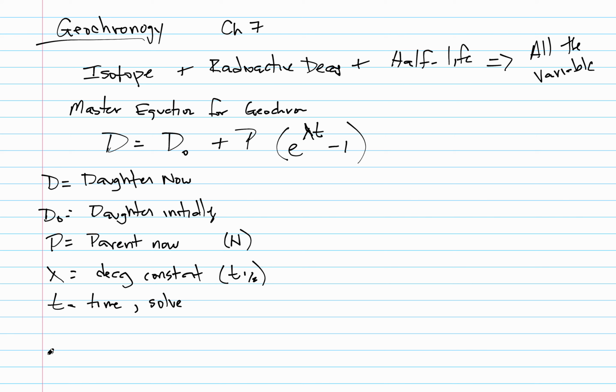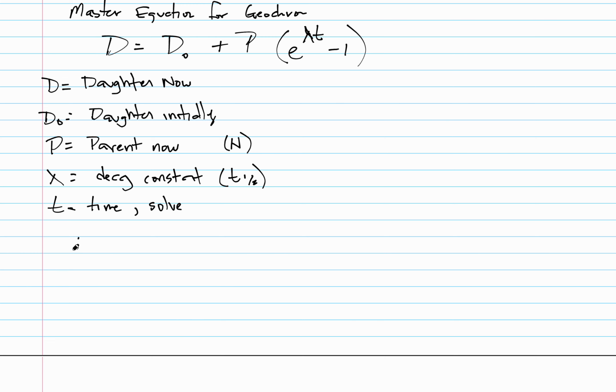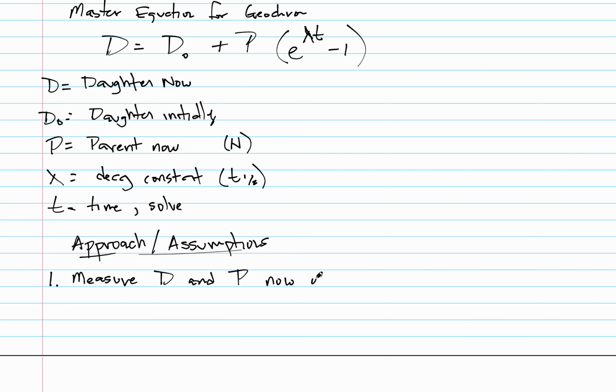So what I want to show you now is what we'll call the approach. How do we actually know these variables or make assumptions that allow us to deal with them appropriately? This is going to be a short list. The first thing is that we can actually measure two of the variables with instruments in our research labs. We can measure both D, the daughter now, and P, the parent now, on a machine called a mass spectrometer.